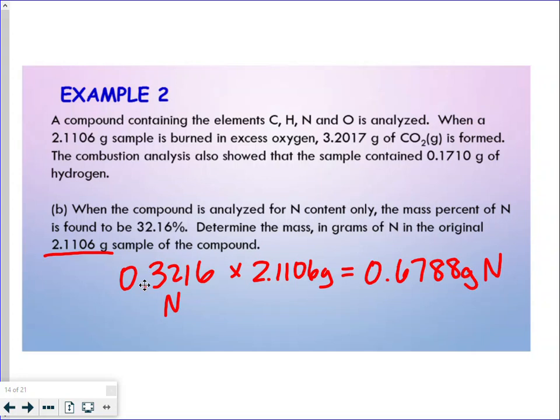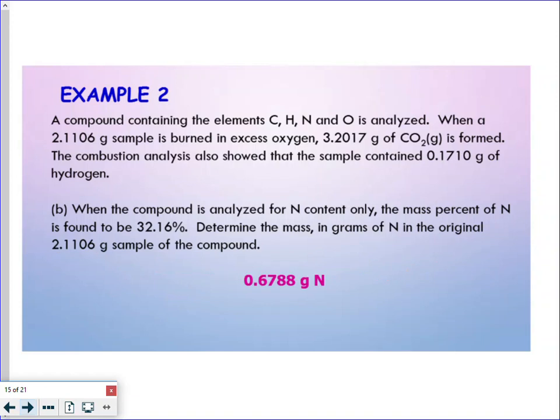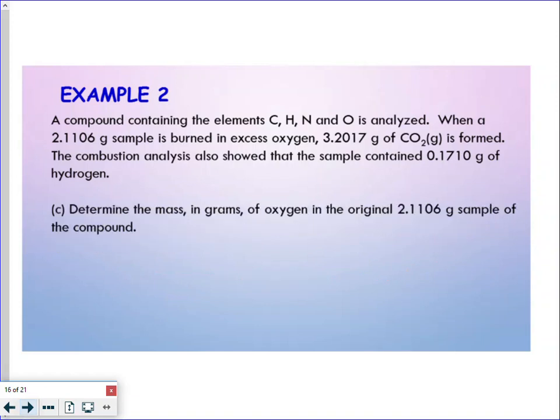All right, so we figured out our carbon. Now we know the hydrogen because they gave it to us in the problem. And now we figured out the nitrogen. The last step is to figure out which element. Oxygen. So now we have to figure out oxygen. So let's go ahead and do that. We are correct. Good. We can move on. All right, so determine the mass of the oxygen now.